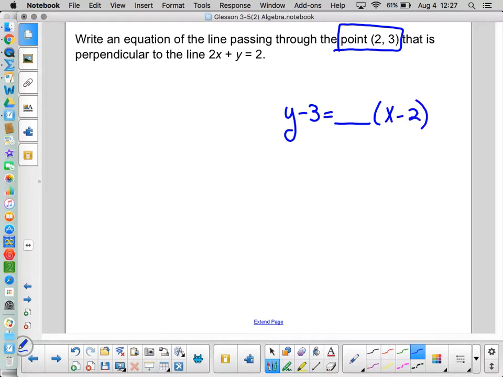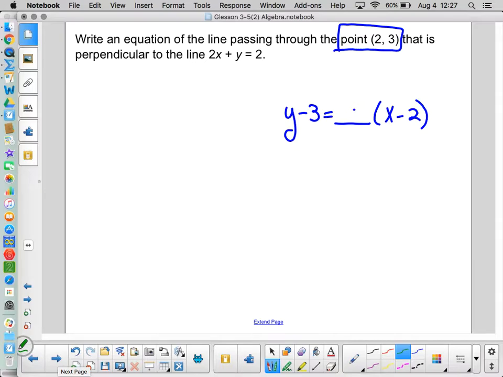Now, I can put parentheses around the y minus 3 or not. It doesn't matter. I have to have the parentheses around the x minus 2 because we're going to distribute whatever value goes in here for the slope in just a minute. So I've got my point. I now need my slope.